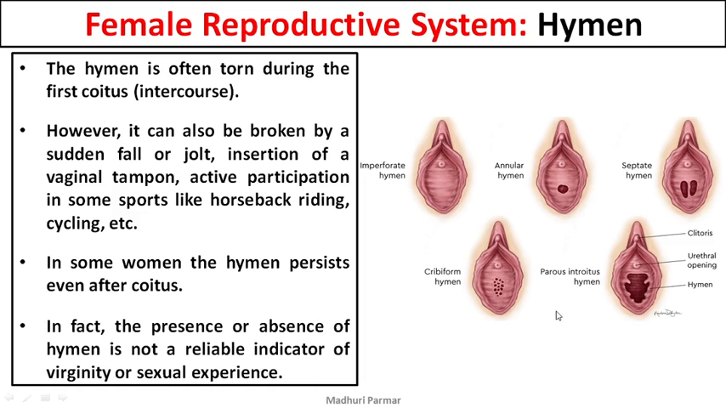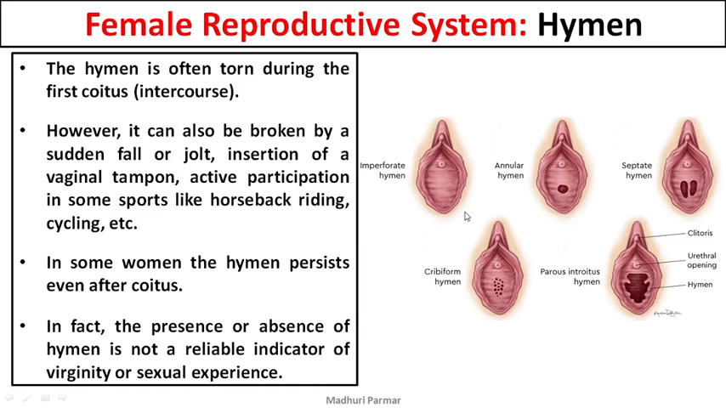Now, just some social constructs and a little discussion about the hymen. The hymen is often torn during the first coitus. Coitus is just another term for intercourse or the sexual act. This is how the different types of hymen are present. You can have any of these in different women. These are all the varieties. Basically, it can be broken in any case. It is not just because of intercourse that a hymen can be broken.